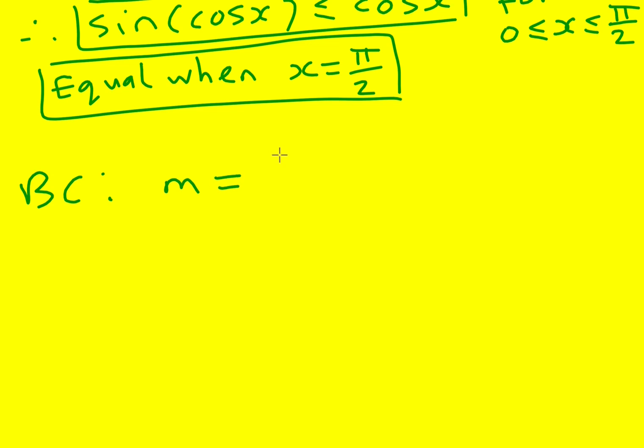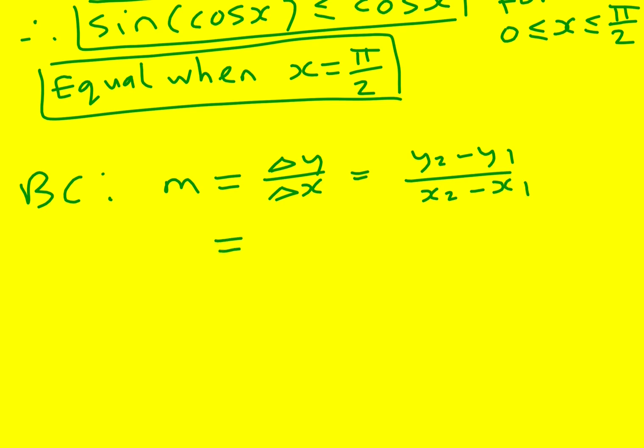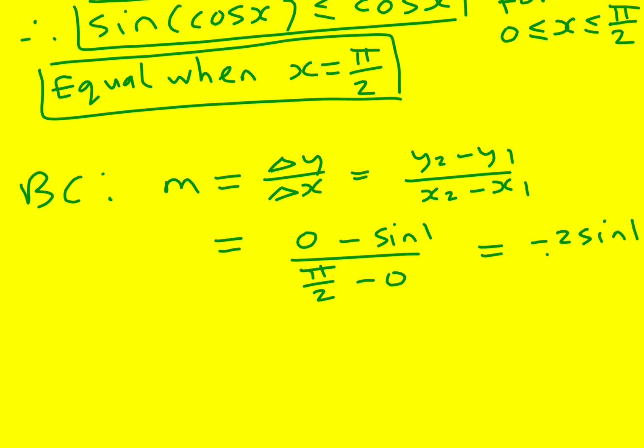And for this, the gradient is going to be the change in y over the change in x, or y2 minus y1 over x2 minus x1. So if we pick that furthest bottom right coordinate, then the y coordinate of that was 0, and the x coordinate was pi over 2. And if we pick B, which was at the top of the peak, the x coordinate was 0, and the y coordinate was sine 1. So if I divide by pi over 2, it's the same as timesing by 2 over pi, so I'm going to get minus 2 sine 1 over pi.